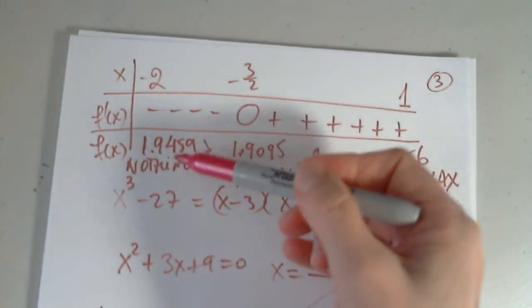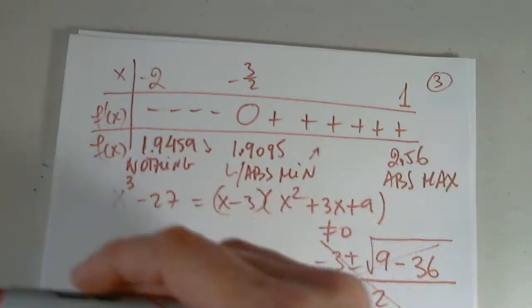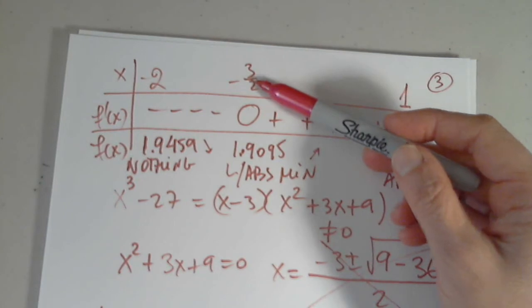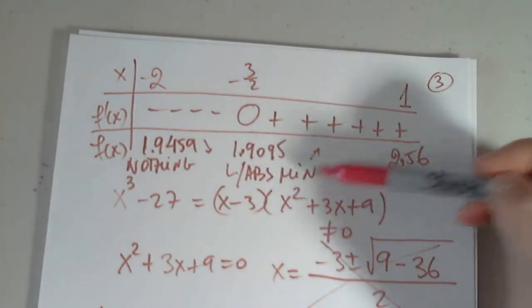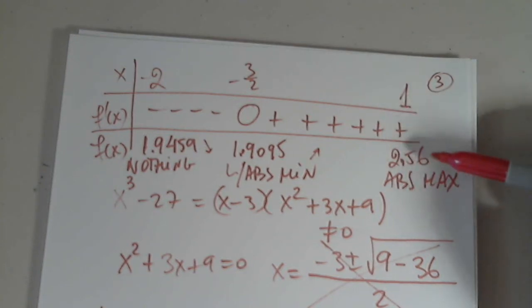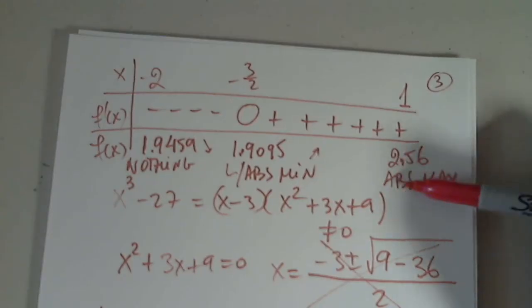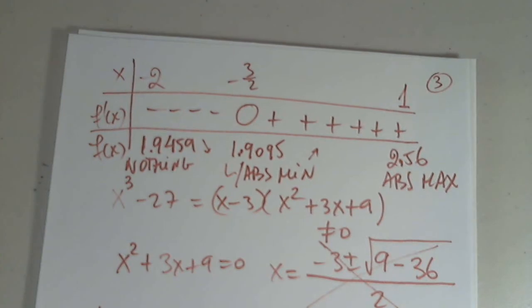So -2, 1.9459, nothing. -1.5, 1.9095, local and absolute min. And 1, 2.56, because it's at the end of the interval, it cannot be local. It has to be absolute max. Good.